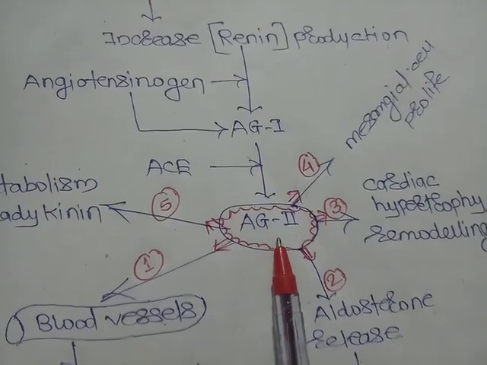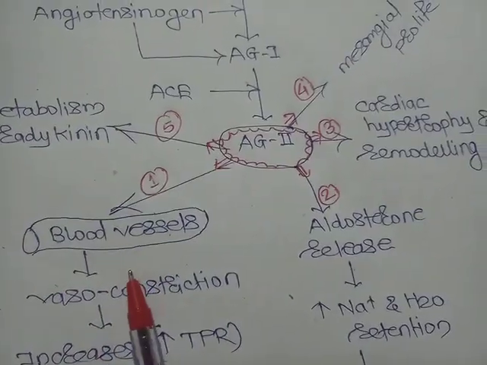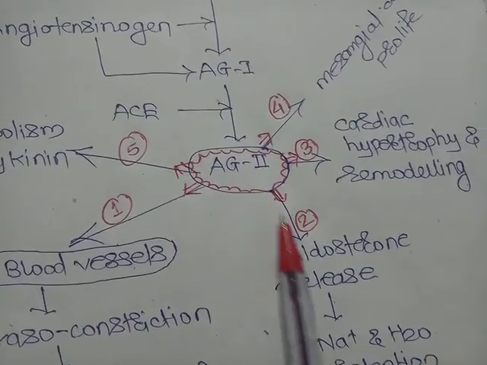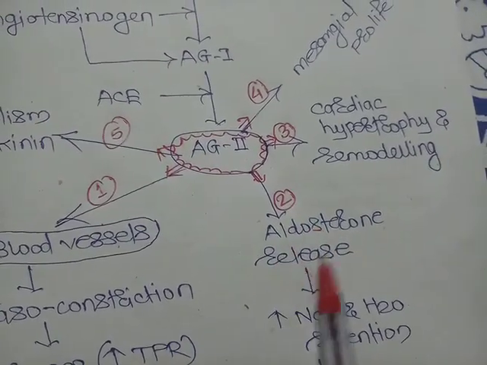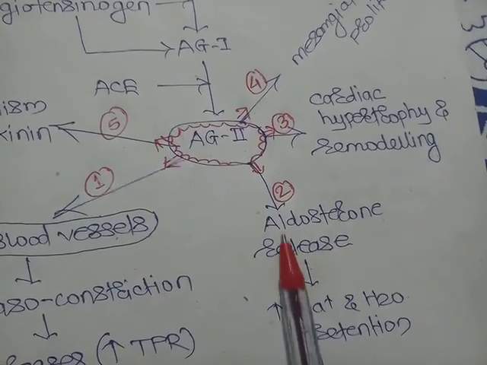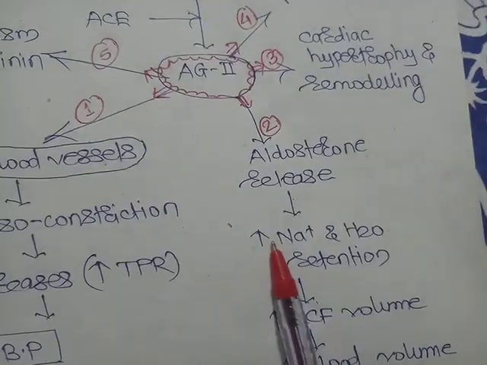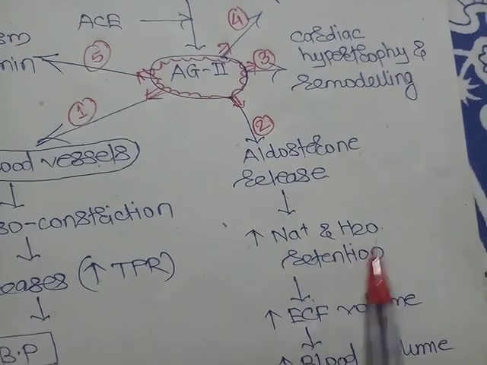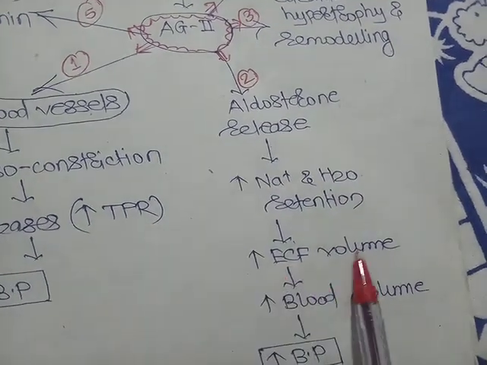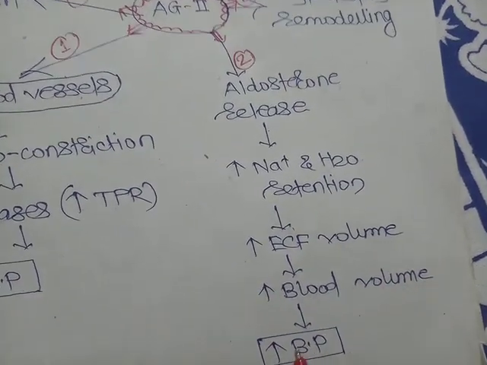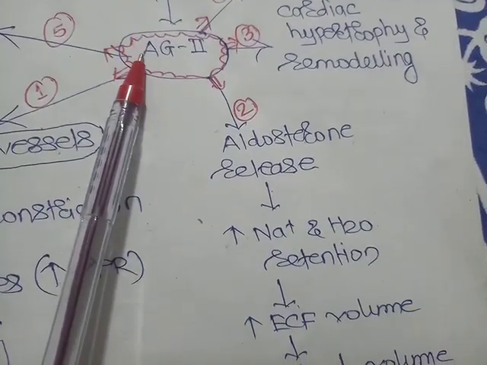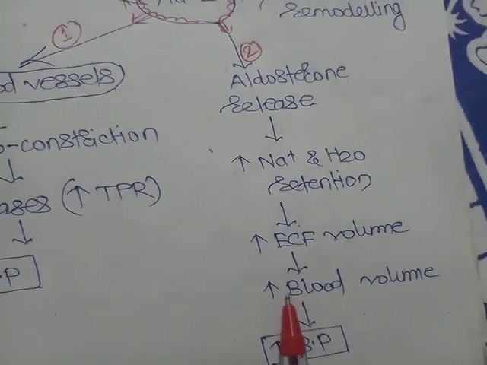So angiotensin 2 is the main mediator for vasoconstriction. This angiotensin 2 also causes aldosterone release, means it acts on the adrenal gland, and there is a release of aldosterone, which causes sodium and water retention. Increase in sodium and water retention causes increase in the extracellular fluid volume, increase in the blood volume, and because of that there is an increase in blood pressure. So basically angiotensin 2 causes increase in blood pressure because of the increase in blood volume.